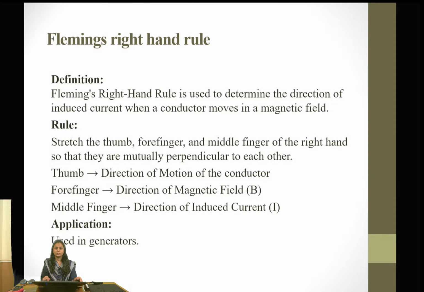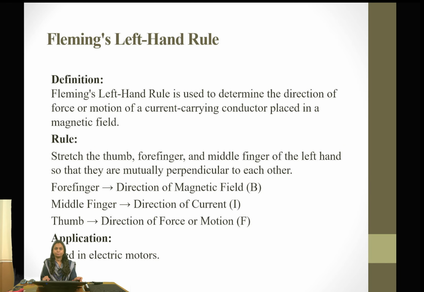Fleming's right hand rule is used to determine the direction of induced current when a conductor moves in a magnetic field. To understand this concept, first stretch your thumb, forefinger and then middle finger of the right hand so that they are mutually perpendicular to each other. Then observe that the thumb denotes direction of motion of the conductor, the forefinger denotes direction of magnetic field and the middle finger denotes direction of induced current, and its application is generators.